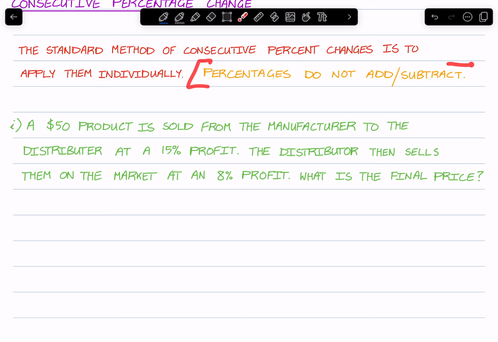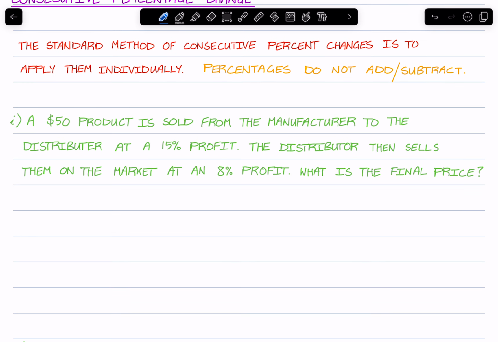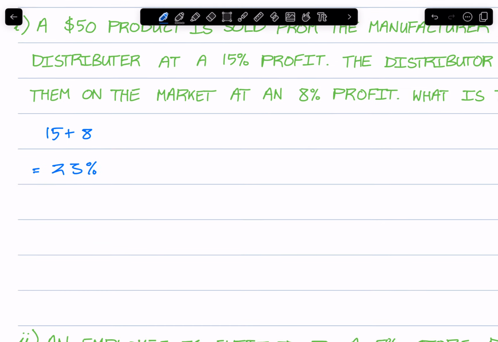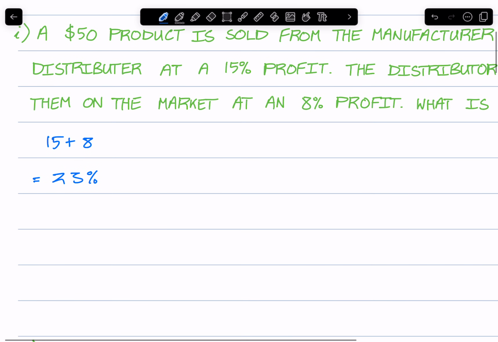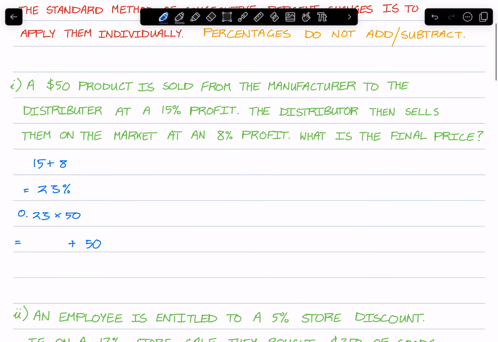I'll start with the most common incorrect thing that people assume. A lot of people think you would just add 15 plus 8 gives you a 23% increase. And then from here, you would find 23%, so 0.23 times 50, whatever that is, and then add that to the original. So this is the incorrect way of viewing a consecutive percentage increase. What you would actually have to do is you would do them individually.